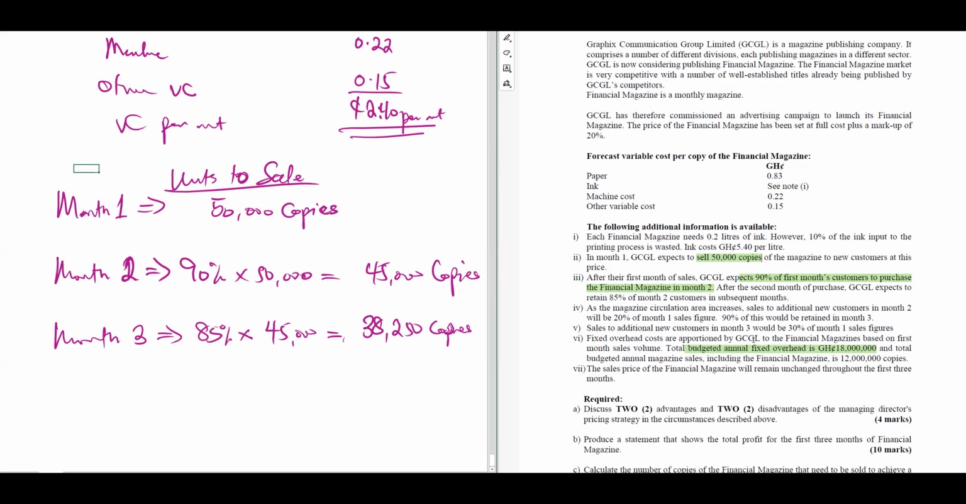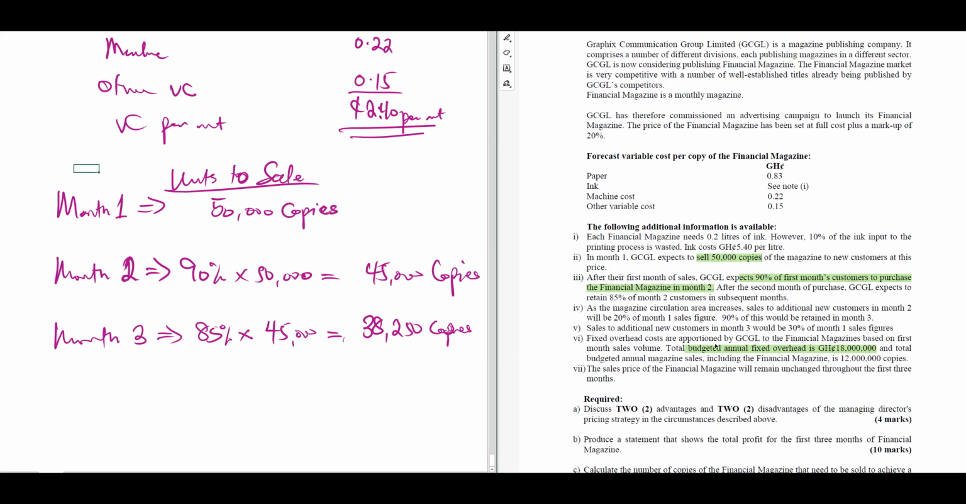After month three. And they said, as the magazine circulation increases, sales to additional new customers in month two will be 20% of the month one sales figure. That means sales is now going to increase by 20% in that month. Here we are looking at the number of units. And 90% of this will be retained in month three. Sales to additional new customers in month three will be 30% of the month one sales figures.